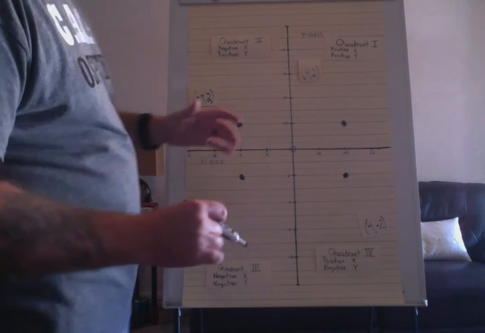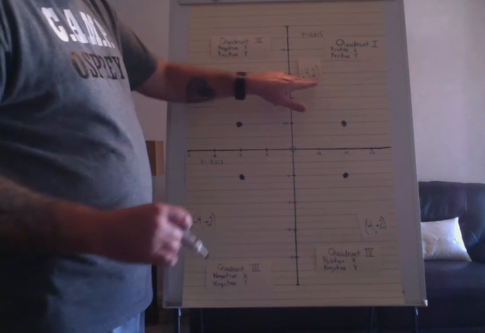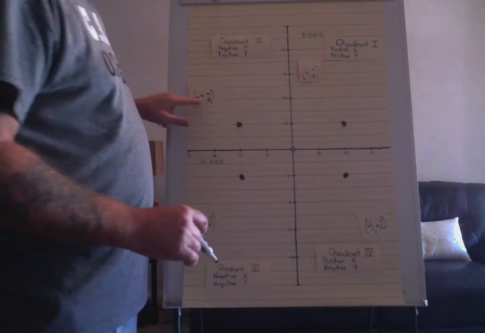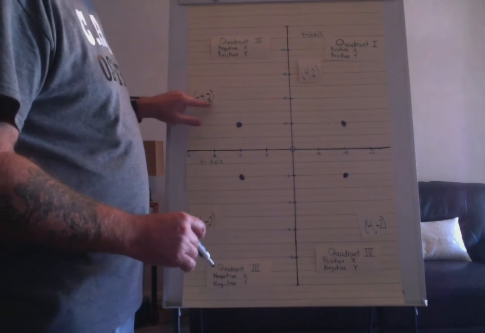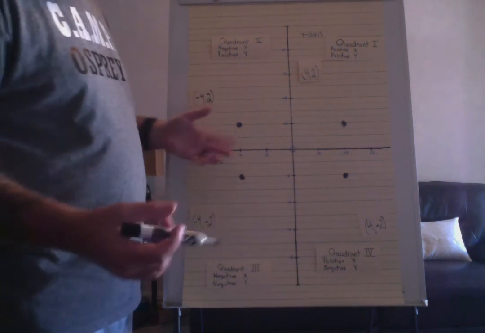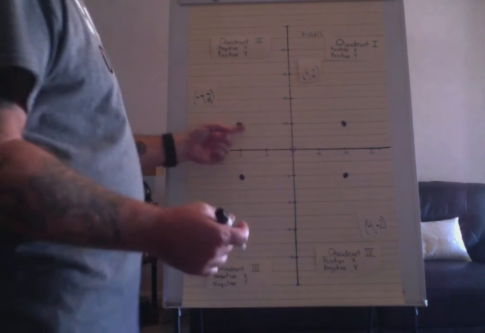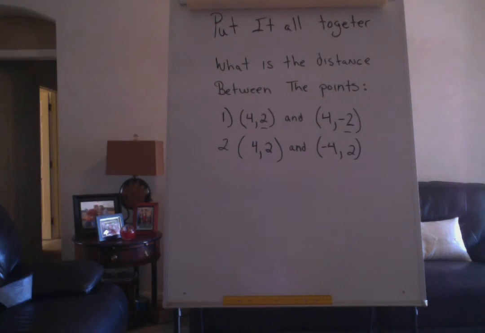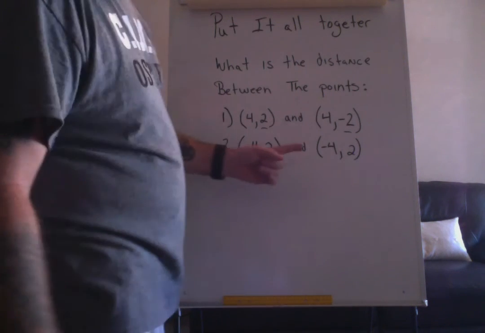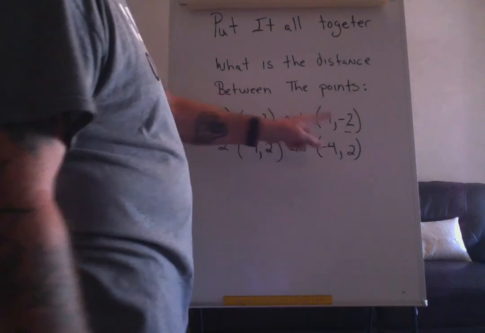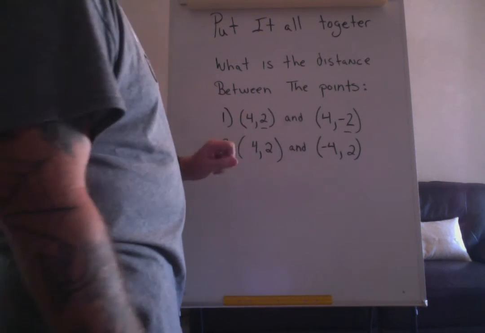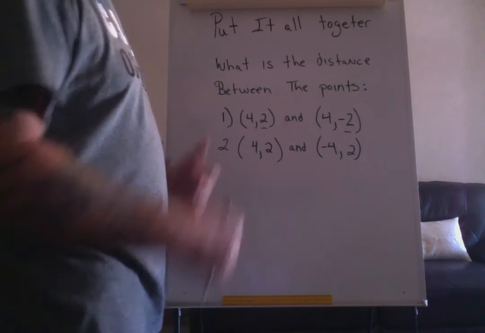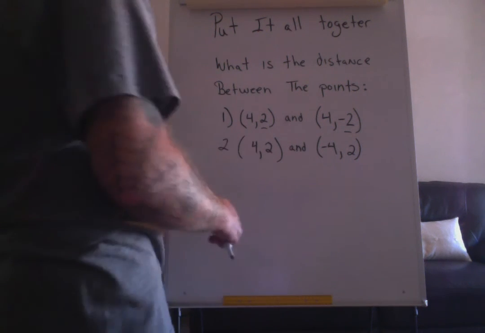The last part of this is what you can also notice is that in this quadrant it's positive 4, positive 2. But on this quadrant it's negative 4, positive 2. Can we find the distance between this point and this point? Well, let's find out. Just like when we did the first one, we found the difference between the y values because the x values were the same. But this time the y values are the same and the x values are different, so we need to find the difference between the x values.